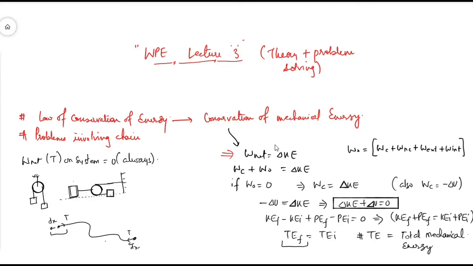So we have this formula, work net is delta K, that means total work done by all the forces on the system is basically the change in kinetic energy, and this is your work energy theorem. Okay, so this work net can be divided into two parts. One part is going to be work conservative plus work other. So this work other is going to include all kind of non-conservative forces.